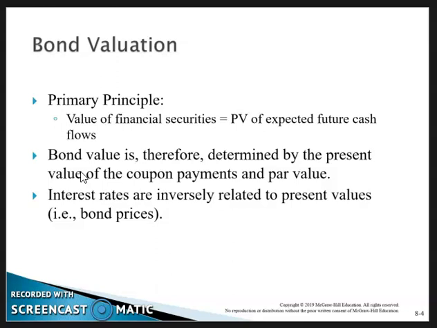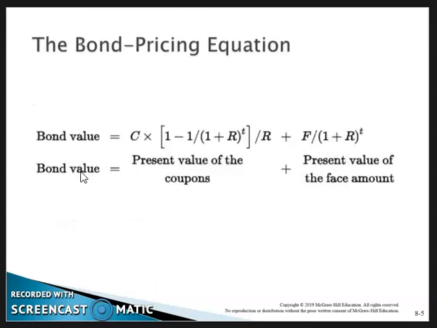So the formula for pricing a bond is: bond value is equal to the coupon payment times 1 minus 1 divided by 1 plus R to the T power, and then we divide that by R. In most cases, we're going to be dividing R by 2, and we'll be multiplying T by 2, because the vast majority of bonds do pay interest semi-annually. And then we calculate that, that's the present value of the annuity, that is the coupon payments.